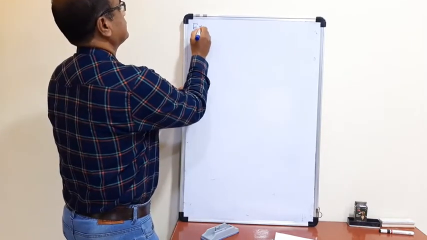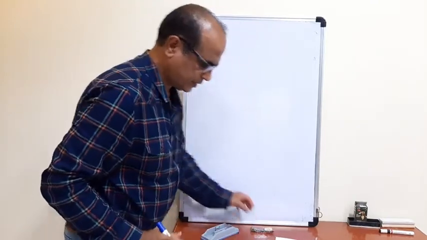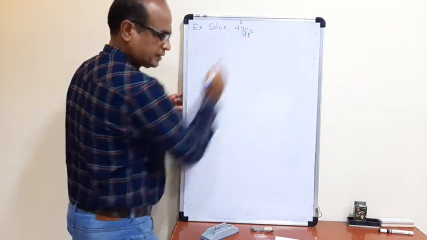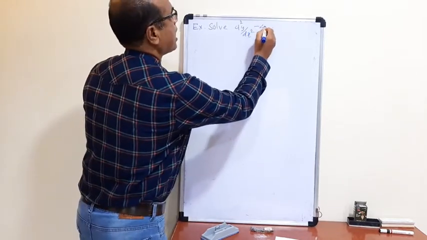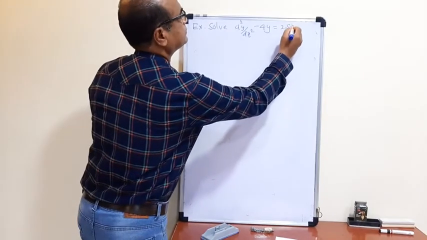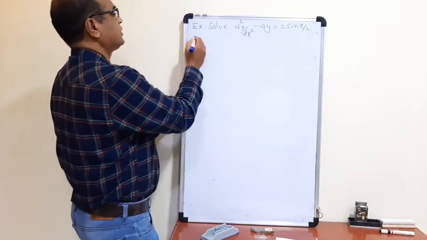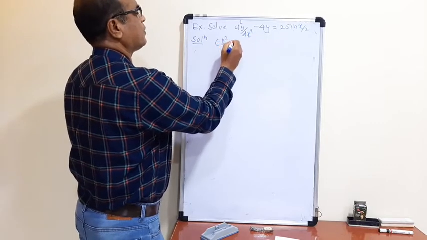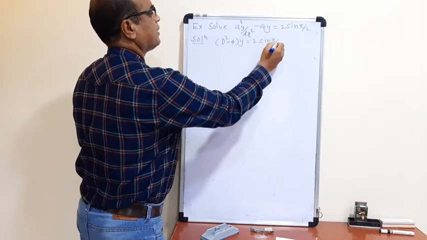Example. Solve d square, d2y by dx square minus 4y is equal to 2 sin x by 2. Solve this differential equation here. So solution, very simple example. So the given equation can be written as d square minus 4 y is equal to 2 sin x by 2. Okay, by using operator.